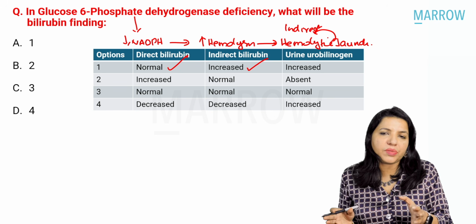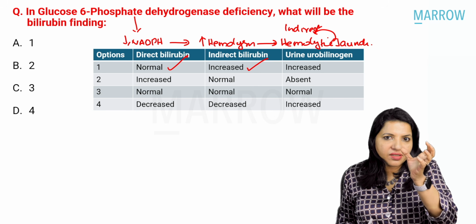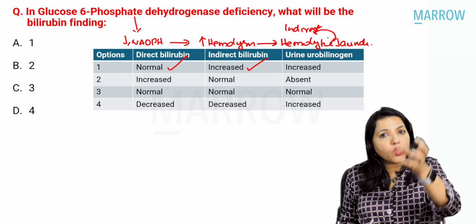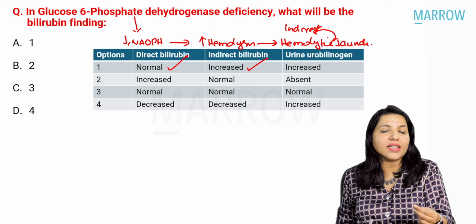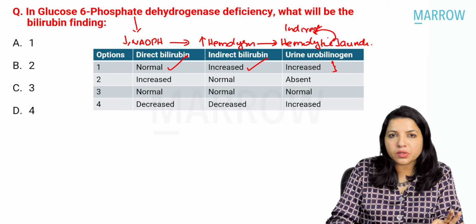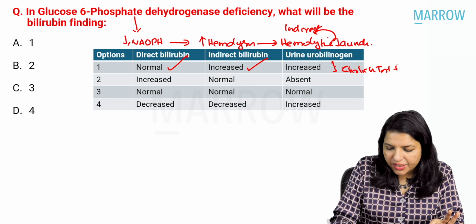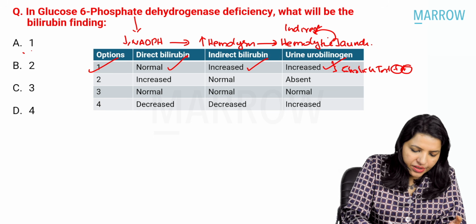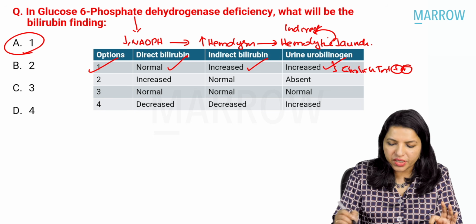Excess hemolysis means that excess urobilinogen is produced, because as more and more heme is catabolized, more and more urobilinogen is produced. So urine urobilinogen is increased, which is classically seen in hemolytic jaundice. What is the test for urine urobilinogen? It is the Ehrlich test. So the Ehrlich test is highly positive here, which means it is increased. So the answer here is option A. Direct is normal, indirect is increased, and urine urobilinogen is increased.